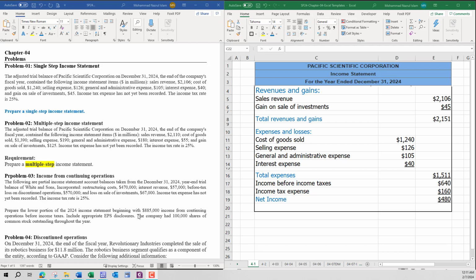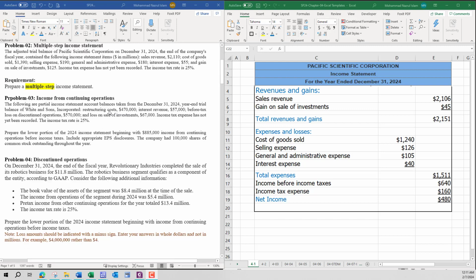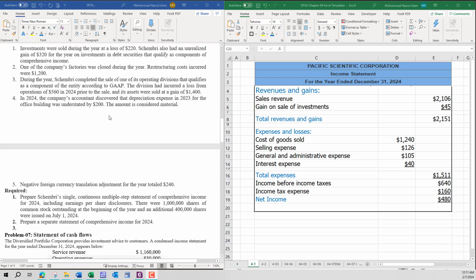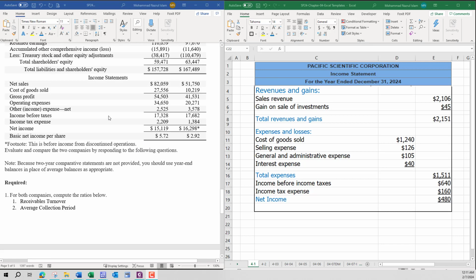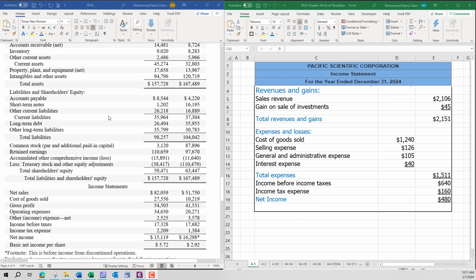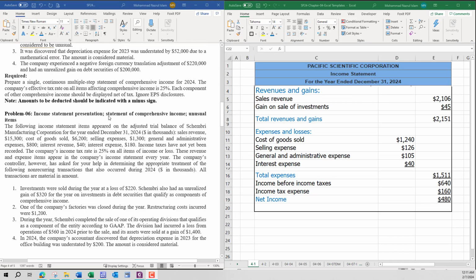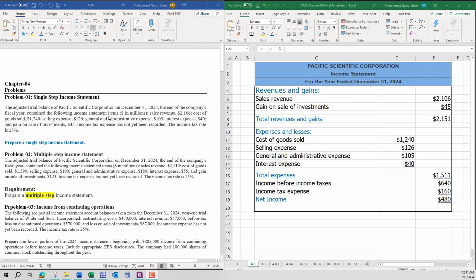So this is our chapter 4, and in this part, I will solve the problems from chapter 4. We can see that there are 8 problems in this chapter that we will be solving. I have already solved those problems, and I will explain how we solved them. In the first part, I will solve problem number 1 and problem number 2.